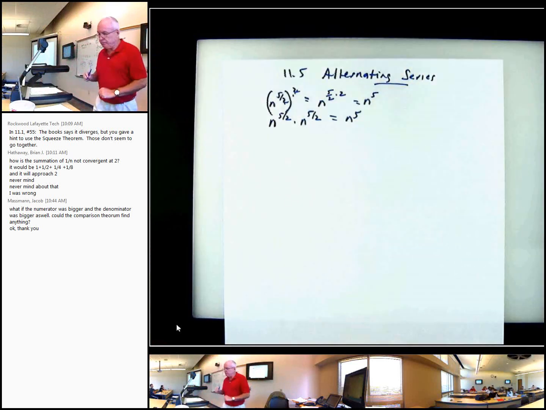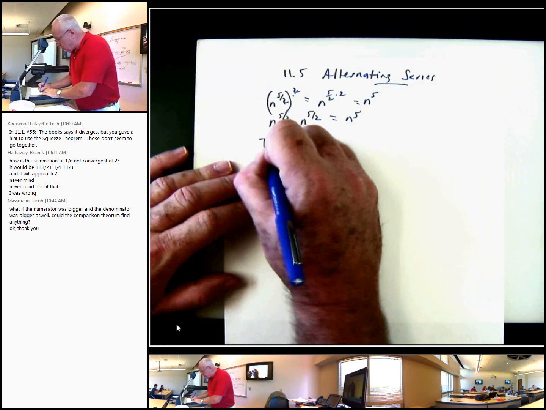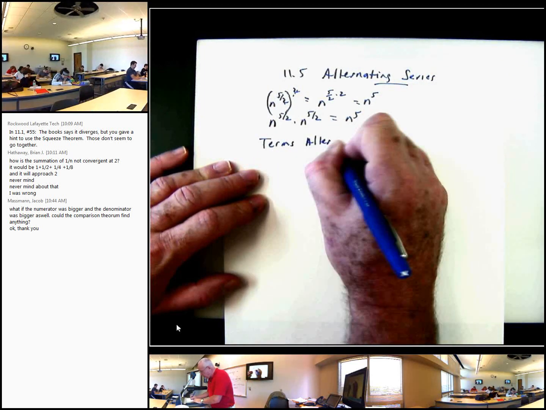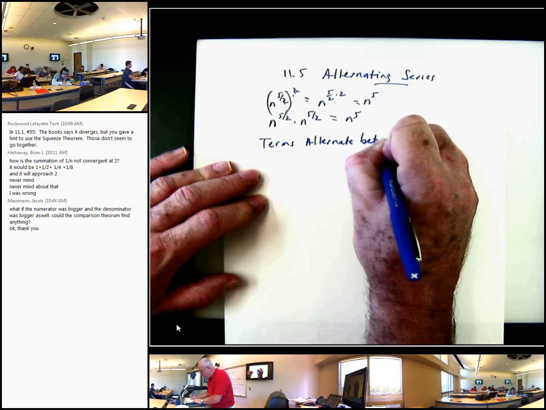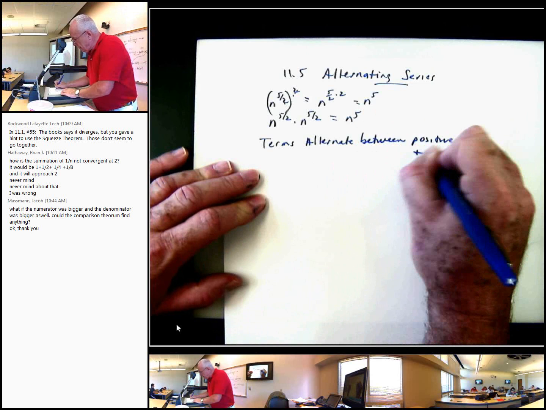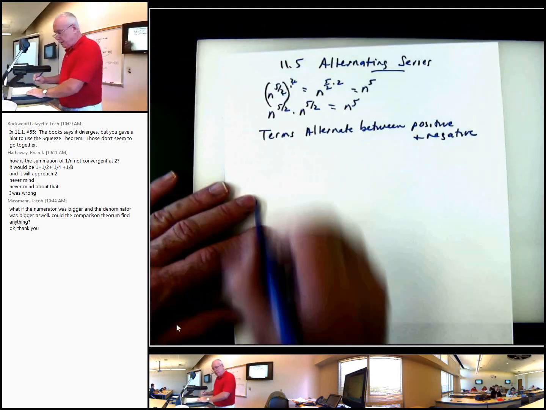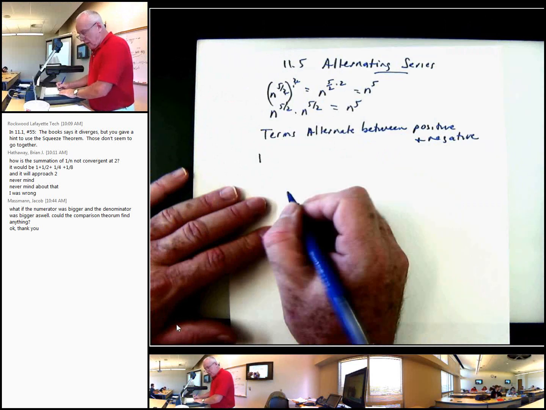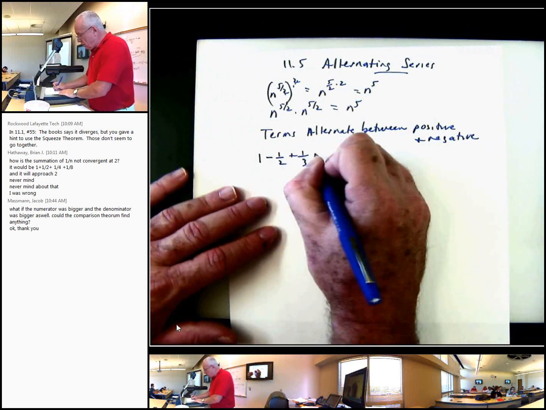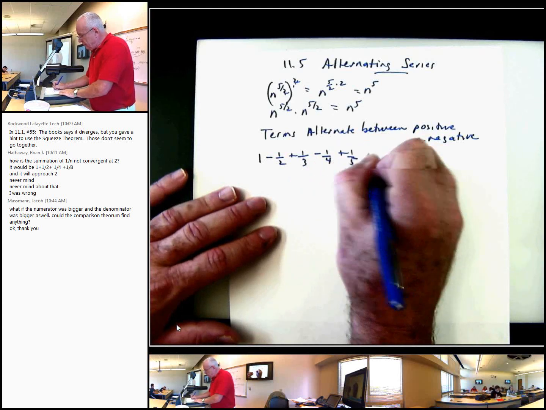Okay? All right. Now we're going to look at series that alternate, the terms alternate between positive and negative. So I'll show you a couple of examples here. Here's a series that starts out with a 1, then we subtract 1/2, then we add 1/3, then we subtract 1/4, then we add 1/5, etc.